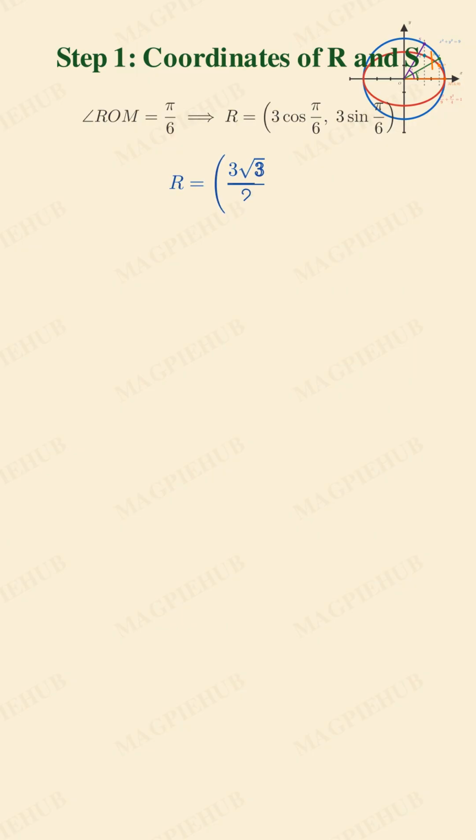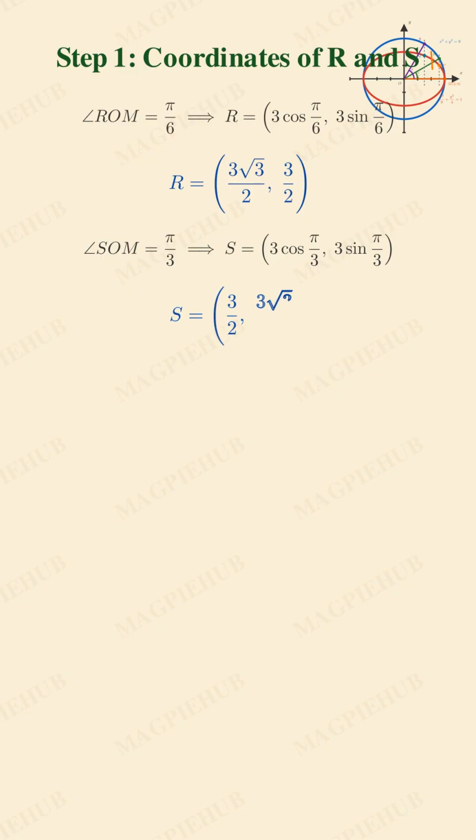Step 1. Since R is on the circle x squared plus y squared equals 9 and angle ROM equals pi by 6, R has coordinates (3 cos pi by 6, 3 sin pi by 6), which gives R equals (3 root 3 over 2, 3 over 2). Similarly, angle SOM equals pi by 3, so S equals (3 cos pi by 3, 3 sin pi by 3), which is (3 over 2, 3 root 3 over 2). Therefore, x1 equals 3 root 3 over 2 and x2 equals 3 over 2.